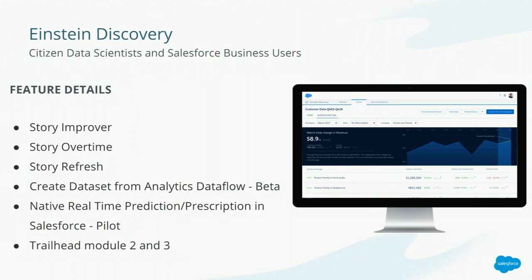Story over time, which is really a way to see your story from a time series perspective, to know what kind of change has happened in your business over the last month, last week, or last day. Story refresh, to recreate your story automatically, re-pump the data and find the outcome that you want, with more fresh insight. One thing I'm really excited about is our integration between Einstein Analytics and Einstein Discovery.